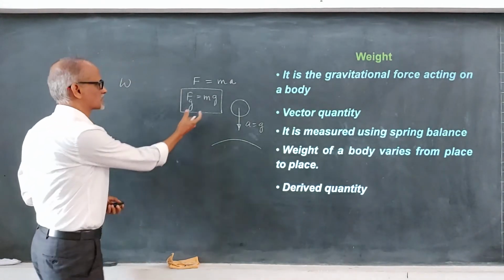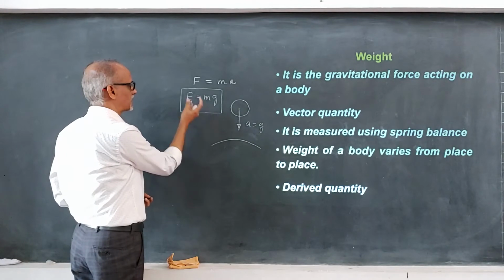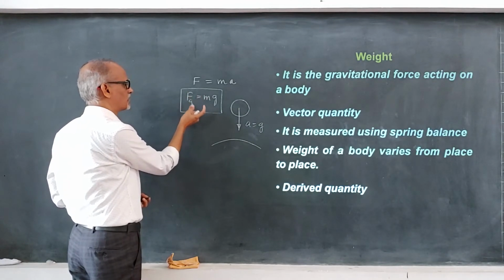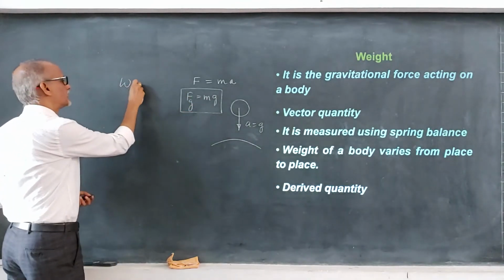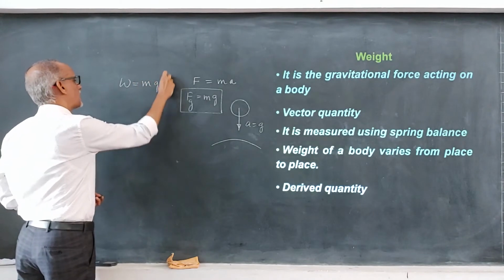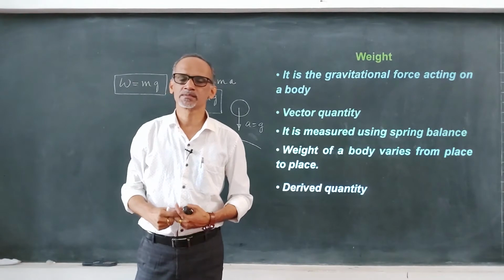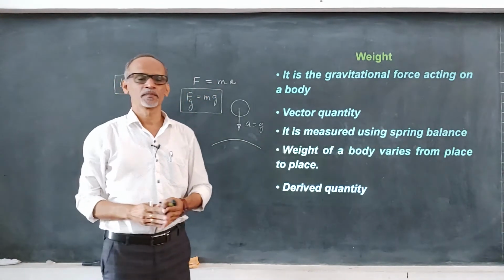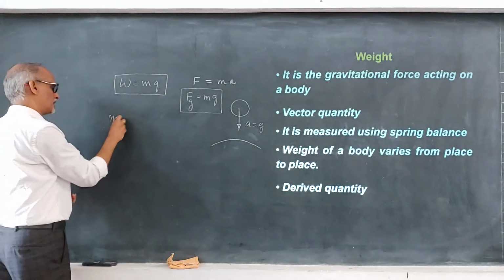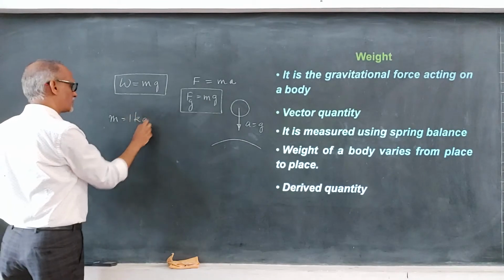Okay. So, this is the gravitational force, and the gravitational force acting on the body itself is called the weight. So, the weight and the mass are two different physical quantities. This is what you need to keep in mind. Okay. If mass is 1 kg, then what is its weight?